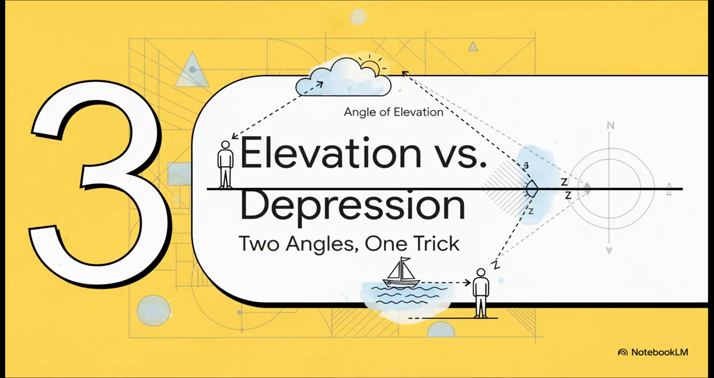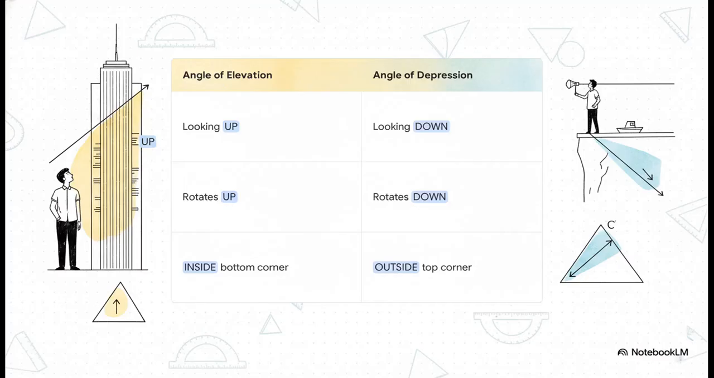Okay, so once you've got that horizontal line locked in, all these problems are going to involve one of two types of angles, an angle of elevation or an angle of depression. Now, they seem like opposites, but as you're about to see, they're connected by a really brilliant little geometric trick. Now let's break this down because this is super important.